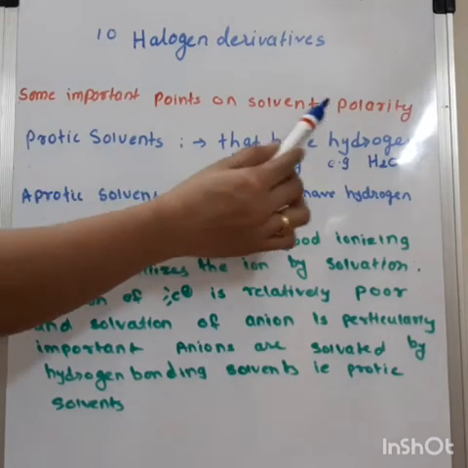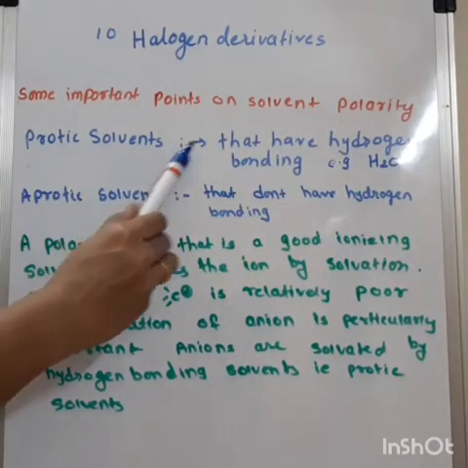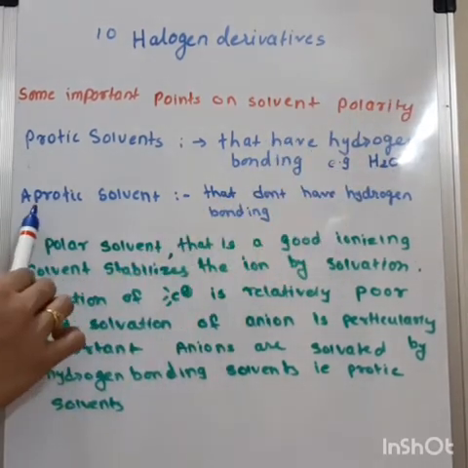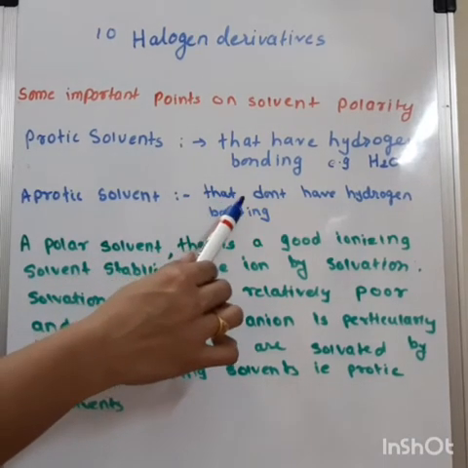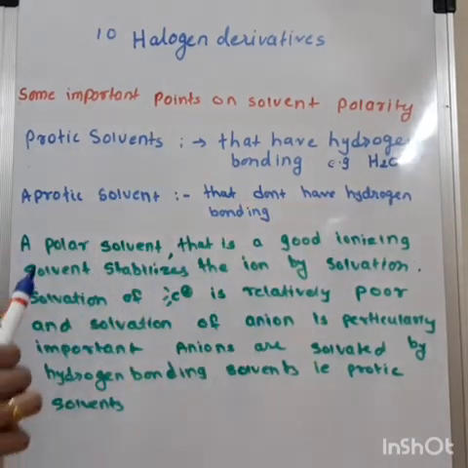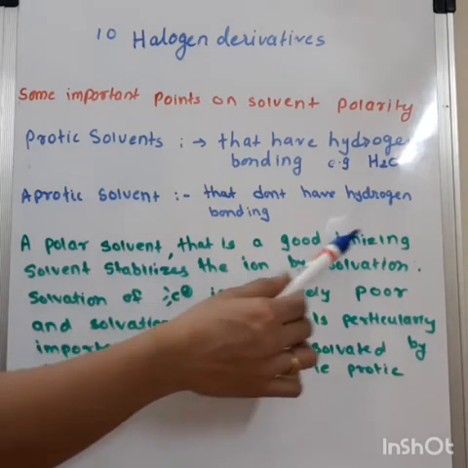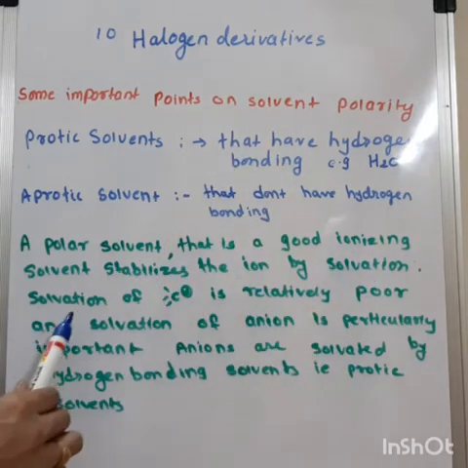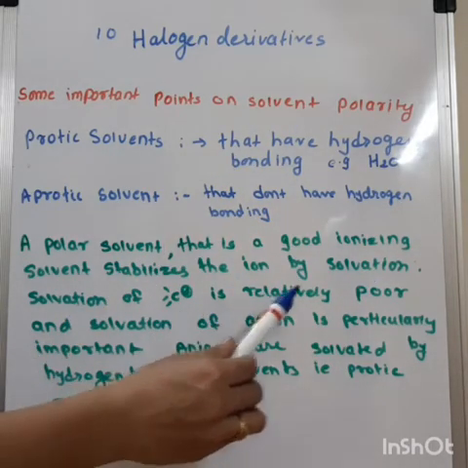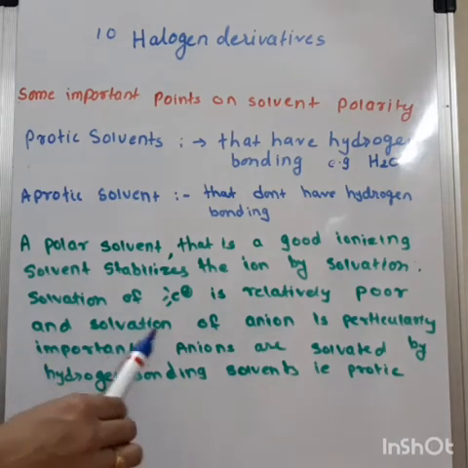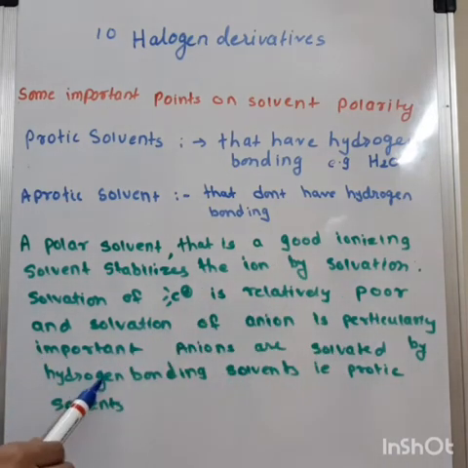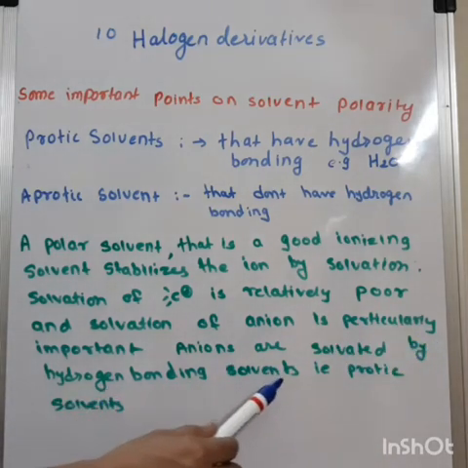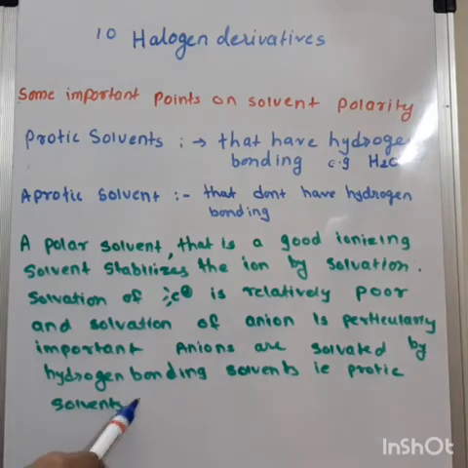Some important points on solvent polarity. Protic solvent means solvents that have hydrogen bonding, like H2O. Aprotic solvent means the solvents that don't have hydrogen bonding. A polar solvent, that is a good ionizing solvent, stabilizes the ion by solvation. Solvation of carbocation is relatively poor and solvation of anion is particularly important. Anions are solvated by hydrogen bonding solvents, that is protic solvents.